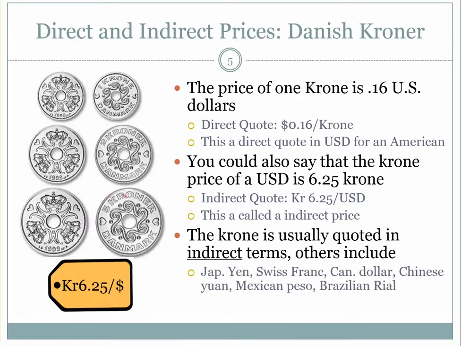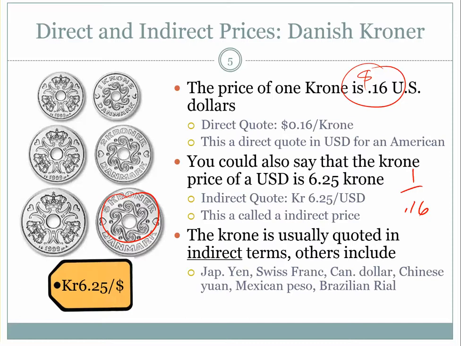This is called a Danish crown, or krone, plural kroner. The direct quote for a Danish crown is about 16 cents per krone. This is a direct quote for an American. You can also say that the krone price of a US dollar is 6.25 krone per dollar. So if I take 1 over 0.16, I get 6.25 krone per dollar.